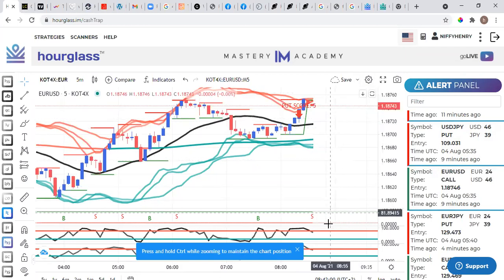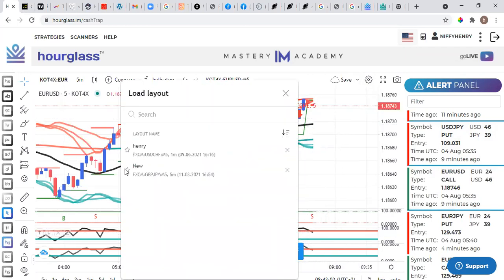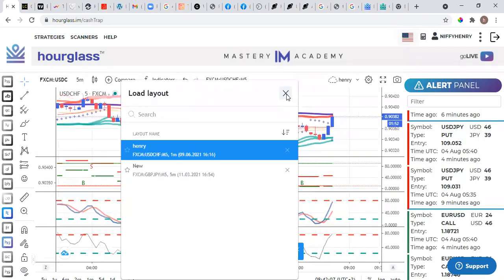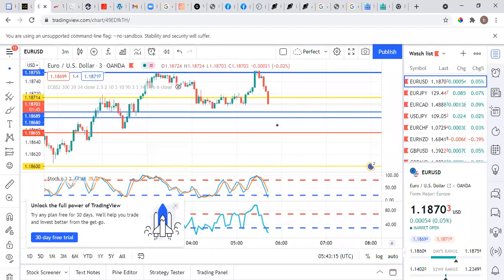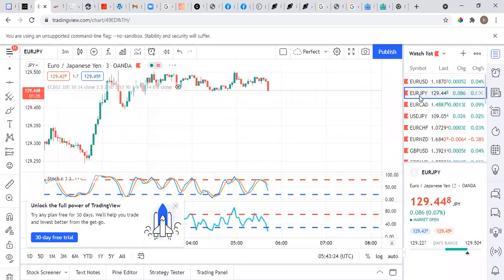But even with Cash Trap, just do your little confirmation. Has it crossed? Ask yourself the question: has it been oversold or has it been overbought? Euro US is coming down, but it's not our priority trade.